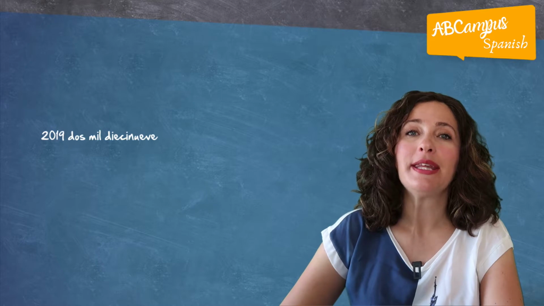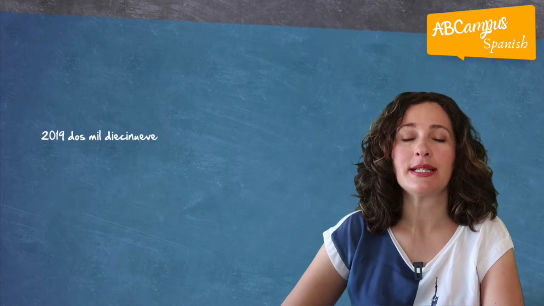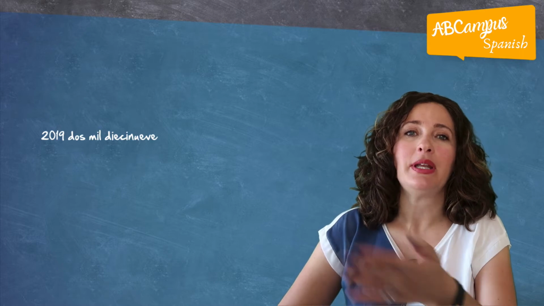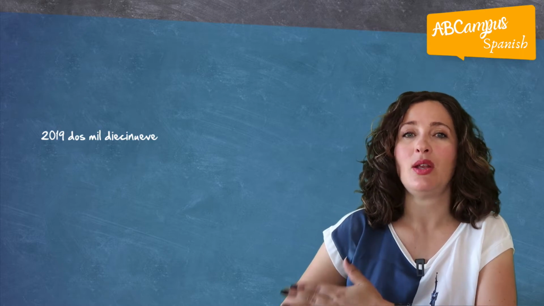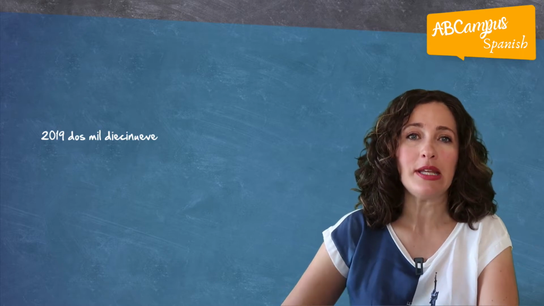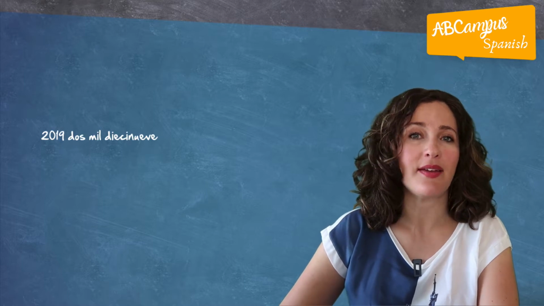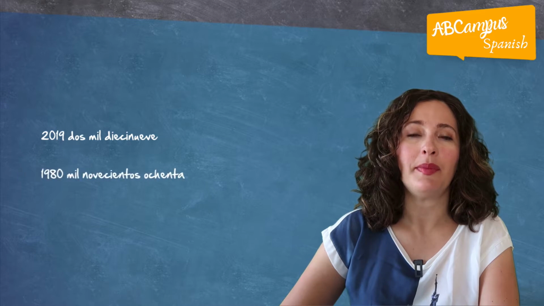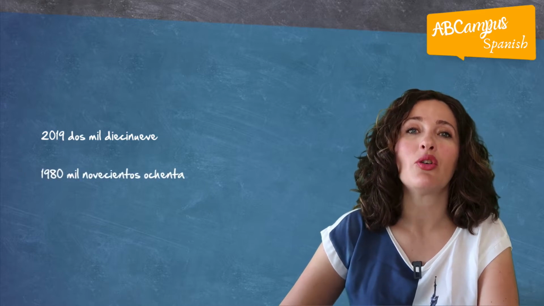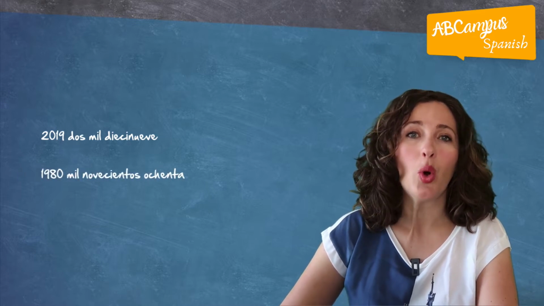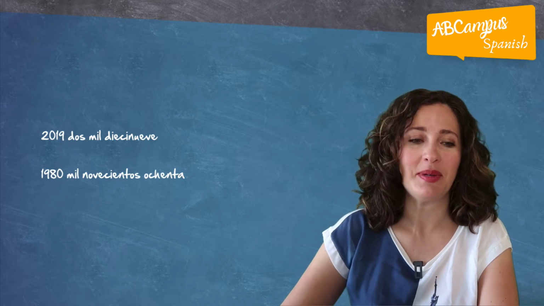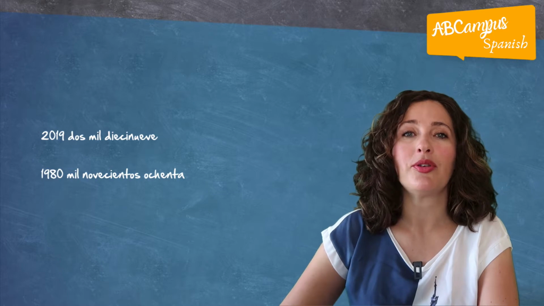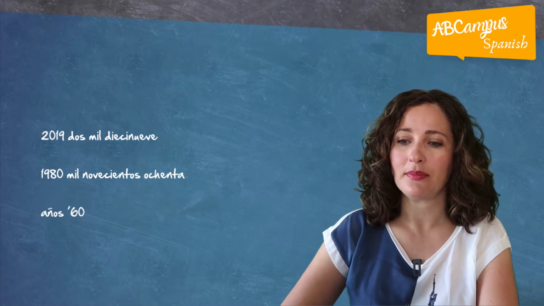Okay? For years, this is very important. Don't say twenty nineteen like in English. It's dos mil diecinueve. You have to say the whole number for a year. And that's a mistake I've seen frequently. If you want to say 1980, you have to say mil novecientos ochenta, the whole number. I know, it's a bit much. If you want to say the 60s, for example, you say años sesenta.